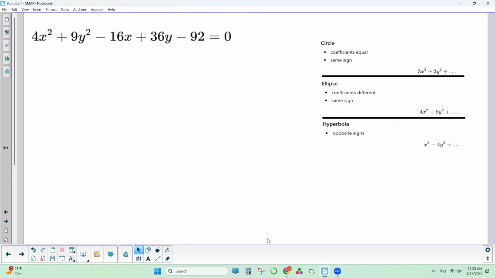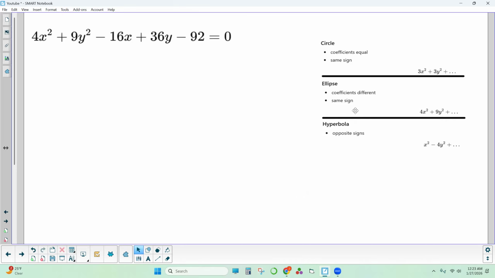The first thing I want to talk about here, though, is how do you know what conic section you're looking at from this general form that you're given? We can eliminate a parabola right off the bat because both of our x and y variables are squared. That leaves circles, ellipses, and hyperbolas.